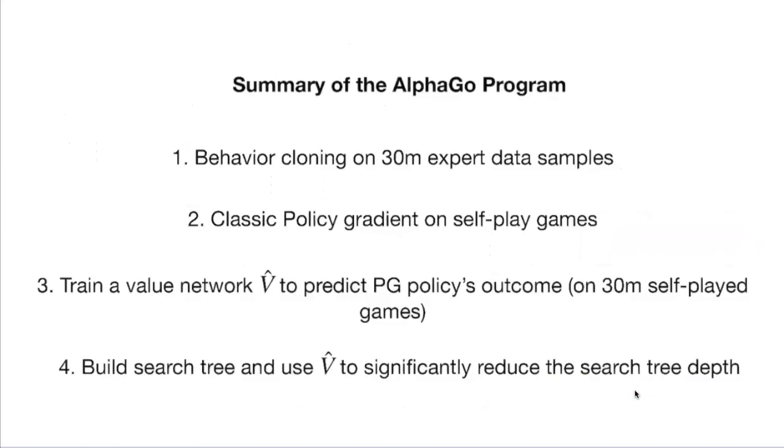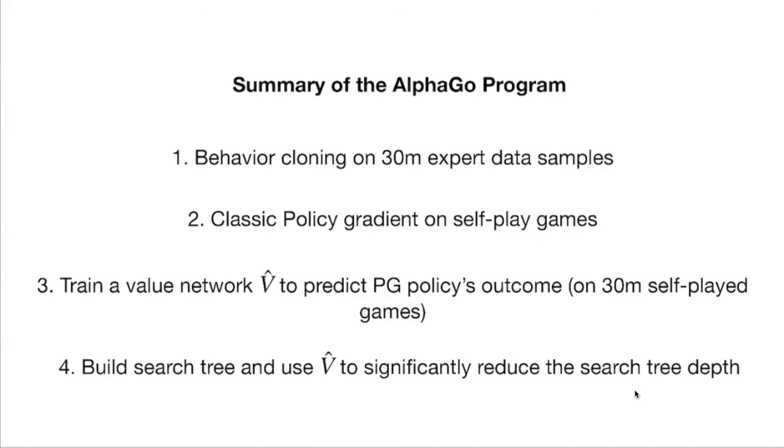Okay, so let's quickly summarize what we talked about. We started with the behavior cloning approach, on a 30 million expert data set. Then we do classical policy gradient on self-play. The policy gradient is just REINFORCE. I think the only non-trivial thing is probably this self-play and fictitious play strategy. The third step is just least squares. You play the policy trained from the policy gradient procedure 30 million times, get 30 million state-game value pairs, and minimize the least squares training loss on that data set.